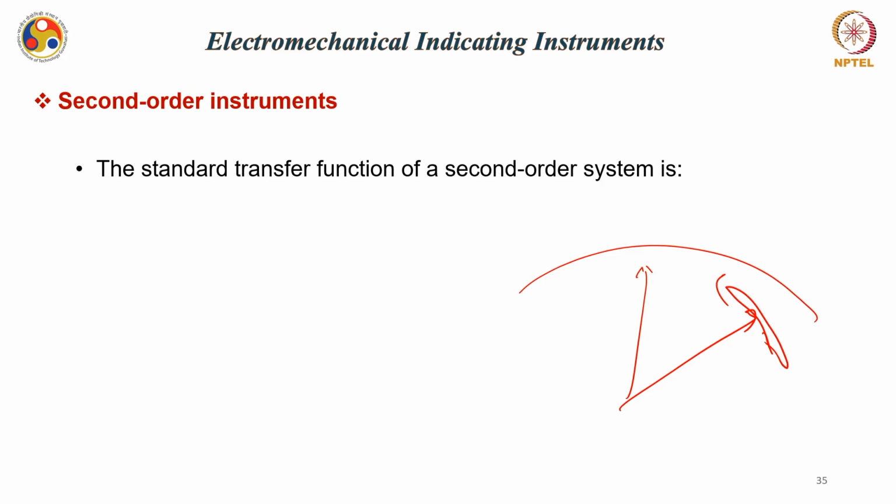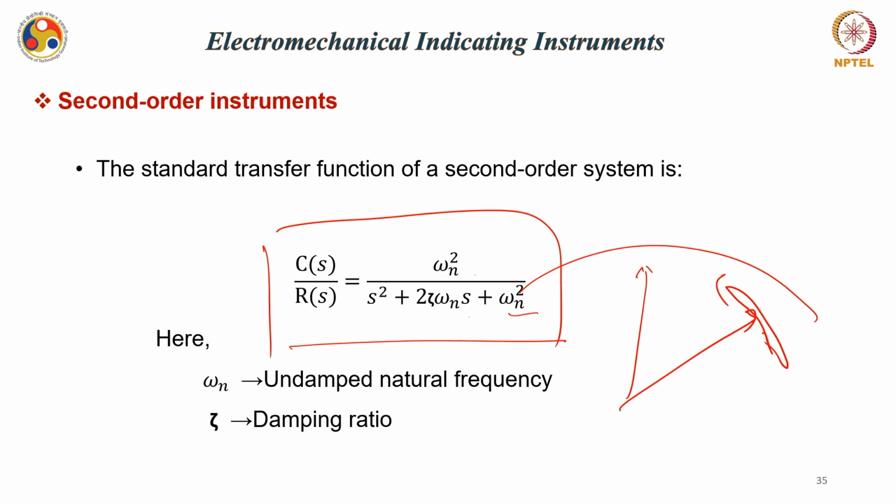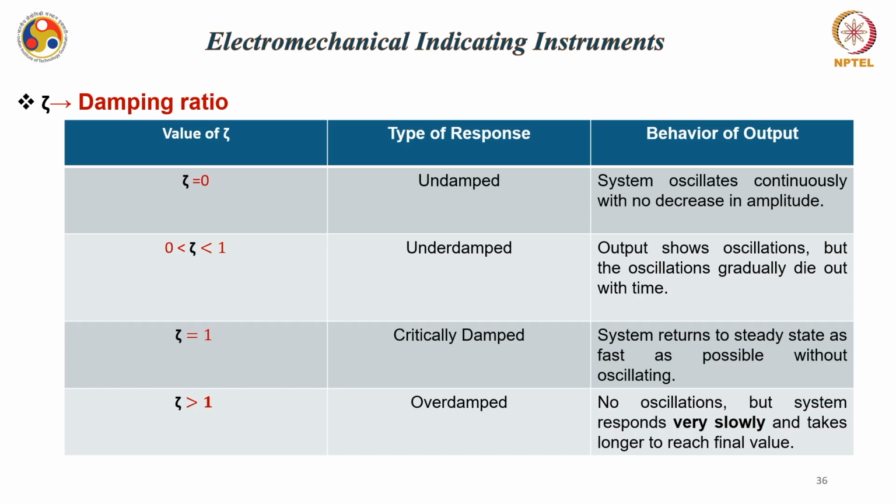The standard transfer function of a second order instrument is like this, where C(s) and R(s) are the output and input. This is equal to omega n square over s square plus 2 zeta omega n s plus omega n square, where omega n is the undamped natural frequency of the system. Zeta is the damping ratio, and based on the value of zeta, you can have a number of systems, where the response can be undamped, underdamped, critically damped, as well as overdamped.